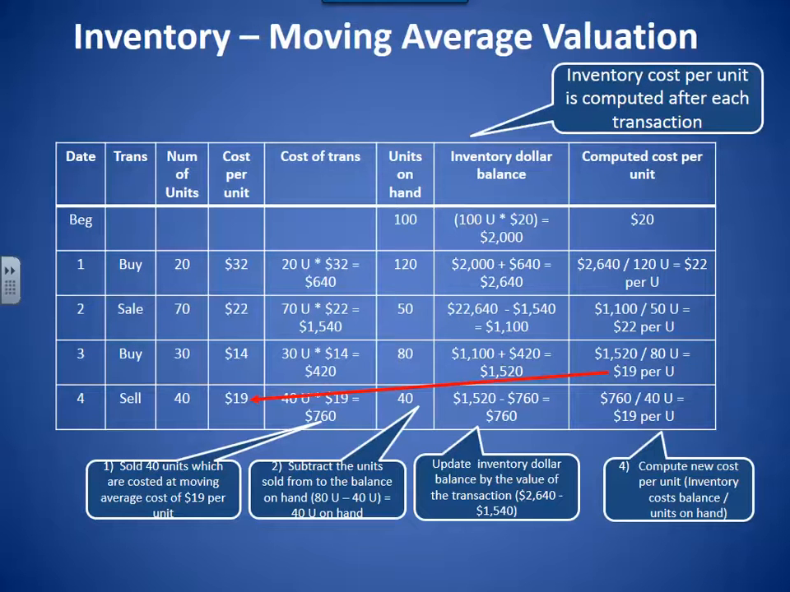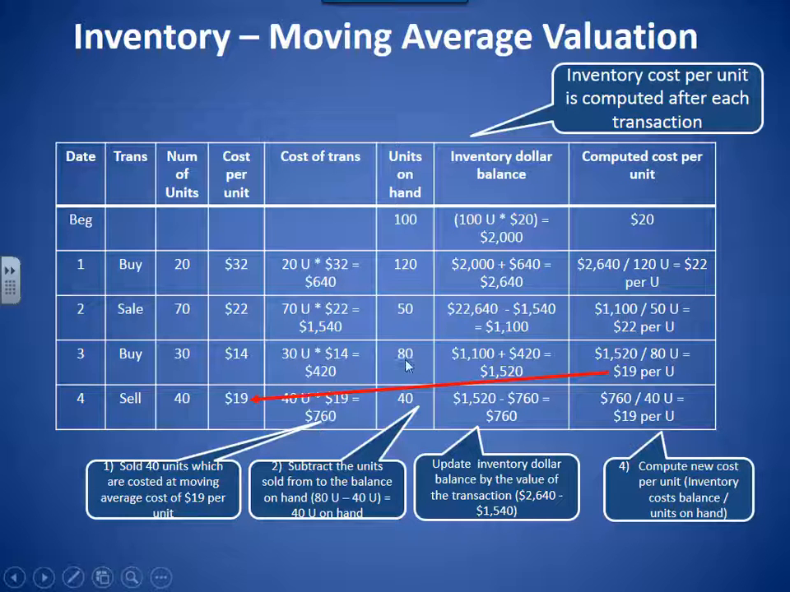We go on to date number 4. In this case, we're selling some units. We're selling 40 units, and again, this is not the selling price. This is the cost that we've computed from our moving average cost per our previous transaction. So it's $19 a unit. If we sold 40 units and valued them at $19 a unit, the cost would be $760. So that's the cost of this transaction.